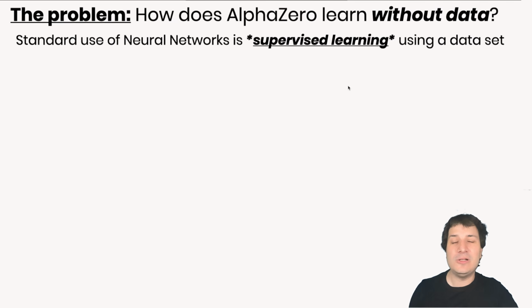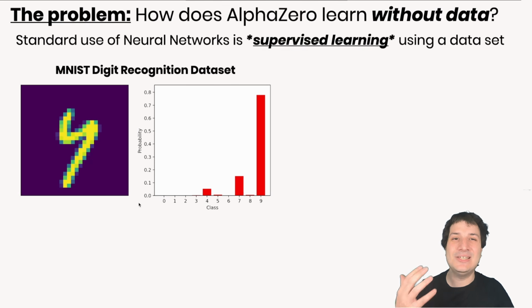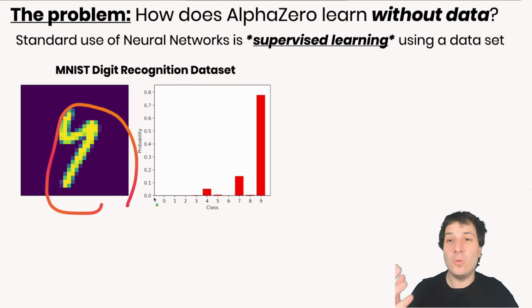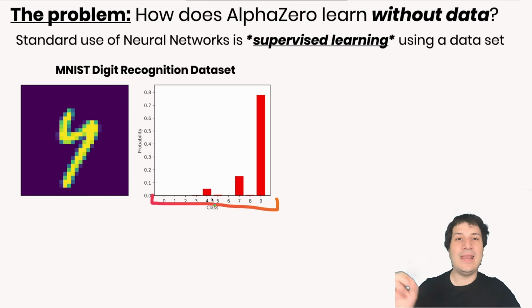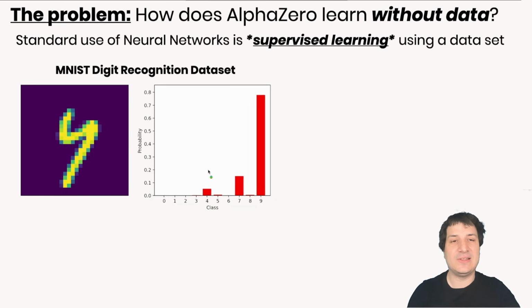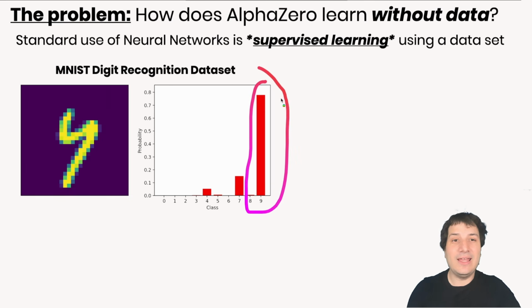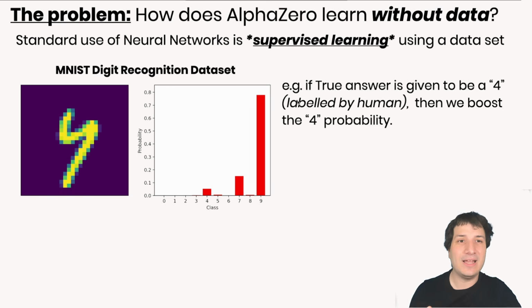So in a normal neural network setting, you do something called supervised learning, and you have a data set that you use. The classic example is the MNIST digit recognition task, where you're given pictures of handwritten digits that look something like this, and you have to figure out what digit is being represented. So again, this is a function that inputs an image and outputs probabilities of what digit it thinks it is. Does it think it's a 4? Does it think it's a 7? In this case, it actually thinks it's a 9. In this kind of situation, the way we train our neural network is we are given human data. So for example, someone might say, hey, I meant to draw a 4 here.